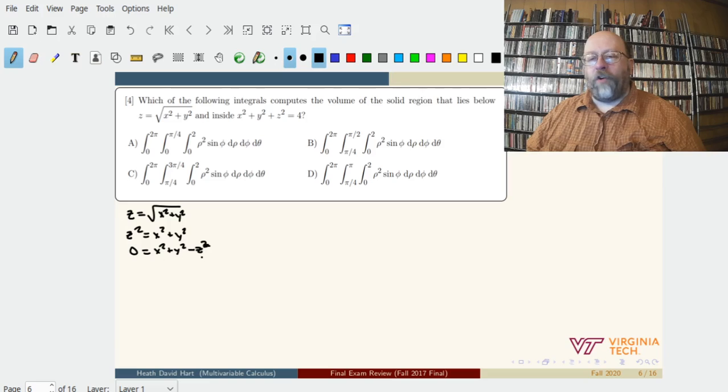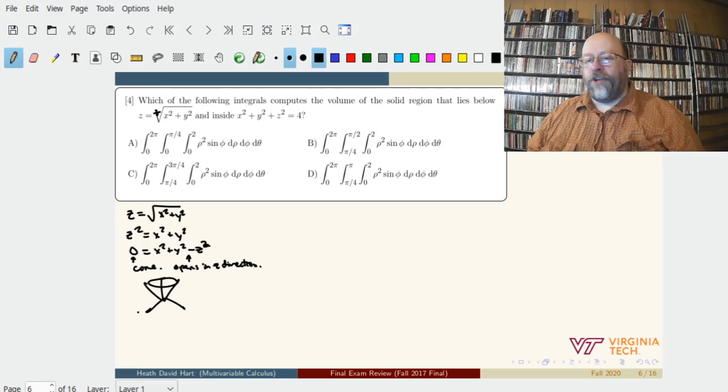All of the terms are squared, but the constant term is 0, and that makes this a cone. And it's a cone that opens in the direction of the z direction. And since this is only the positive square root and not the positive or negative square root, we're only looking at the top half of the cone. Okay?